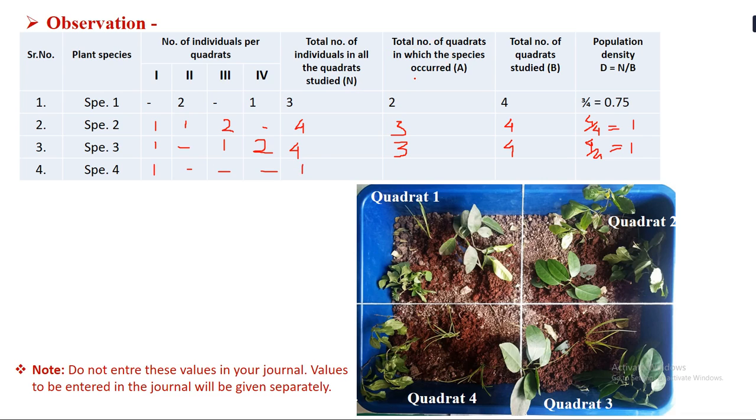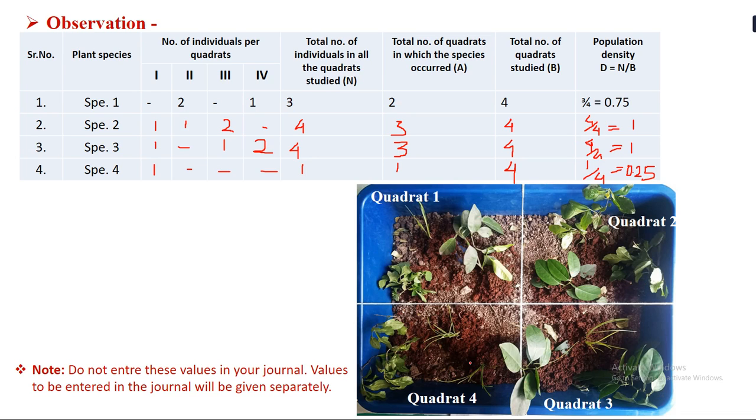Total number of quadrants in which the species has occurred is again 1. And total number of quadrants that you have studied remains 4. And then if you do 1 by 4, the value that you get is 0.25. Okay. So that is how, students, you have to take out the population density of all the species that you are studying in this field.